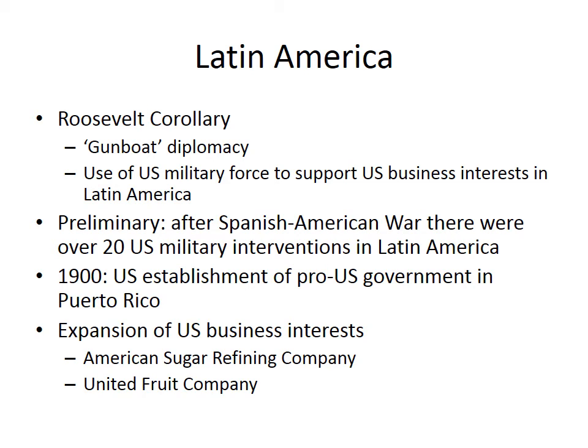There will be, after the Spanish-American War, as you see there, in excess of 20 U.S. military interventions in Latin America. Some of the more famous ones we'll go over. In 1900, the United States will establish a pro-U.S. government in Puerto Rico. This will be the first of them. They'll also establish pro-U.S. governments in Honduras, Nicaragua, Panama, Costa Rica, the Dominican Republic, and elsewhere. Puerto Rico will ultimately be annexed as a U.S. territory. And then you see the American Sugar Refining Company and the United Fruit Company, which will actually ultimately become DuPont Fruit.